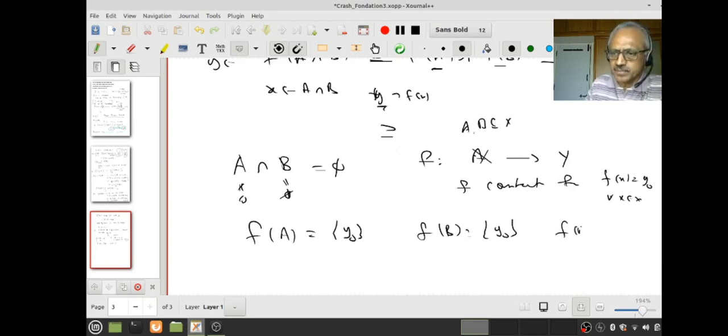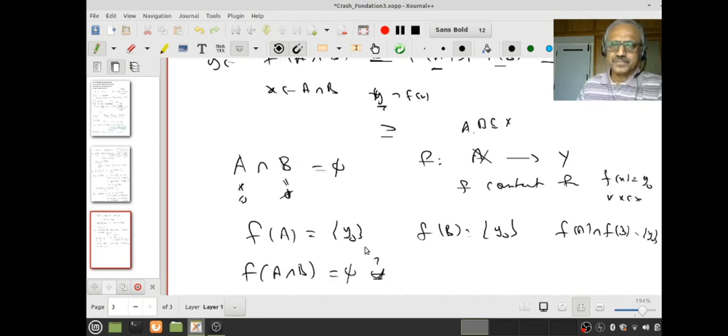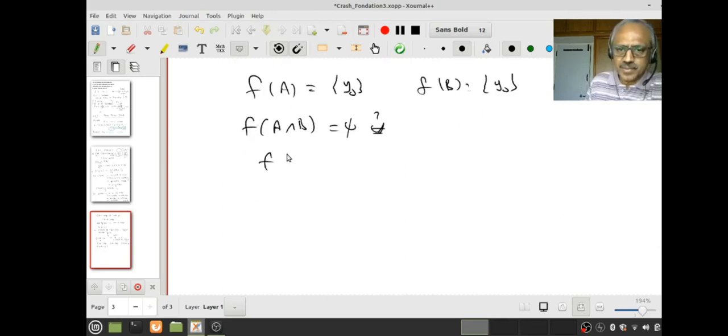Therefore f of A intersection f of B will be the singleton y naught. But what is A intersection B? F of A intersection B? That is empty. Why? Do you understand this? Why is this true? This is f of the empty set. Okay, f of the empty set will be a subset of Y. I claim this is nothing other than the empty set.